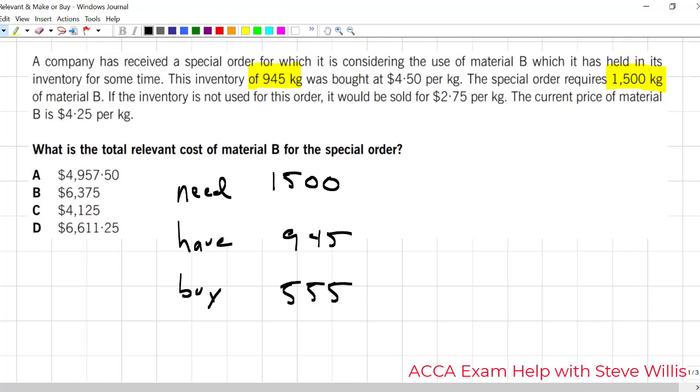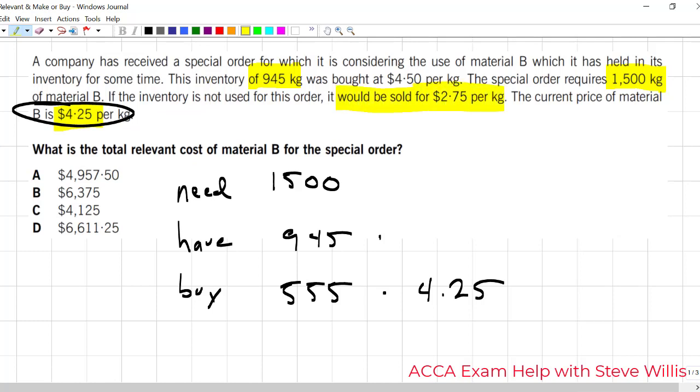And if it's not in stock, it's always going to be at market price. And we know the market price is $4.25. Okay? Now, if we have something in stock, we have to ask, is it in regular use? If it is in regular use, well, we have to replace what we use at the current price. And the story tells us that there's nothing about using it. The only thing we would do is sell it at $2.75.